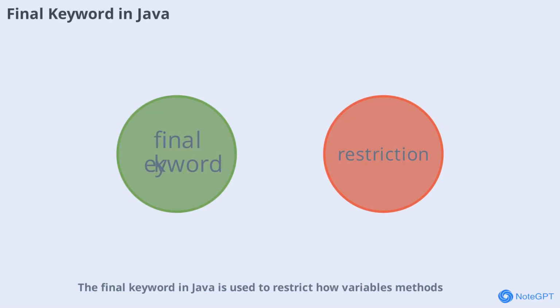The final keyword in Java is used to restrict how variables, methods, and classes can be used. When you declare a variable as final, its value cannot be changed. If you declare a method as final, it cannot be overridden by subclasses. And if you declare a class as final, it cannot be extended. This helps enforce certain rules and prevent unwanted changes in your code.